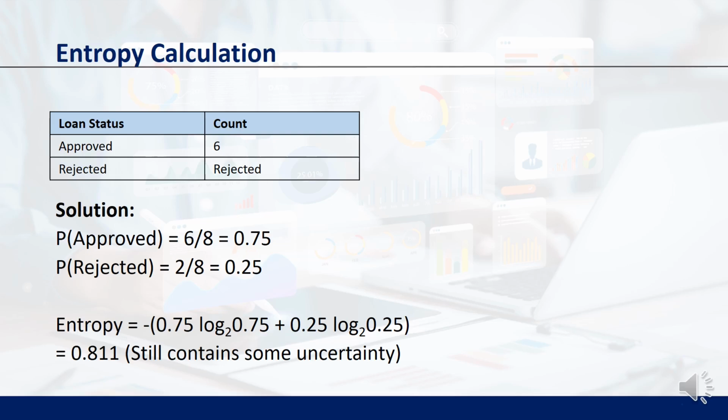Now imagine that all the 8 applications were approved. The probability of approved is equal to 1 and the probability of rejected is equal to 0. The entropy would become 0. That represents a completely pure node. So remember the basic interpretation. Entropy equal to 0 means it is pure. High entropy means greater uncertainty.